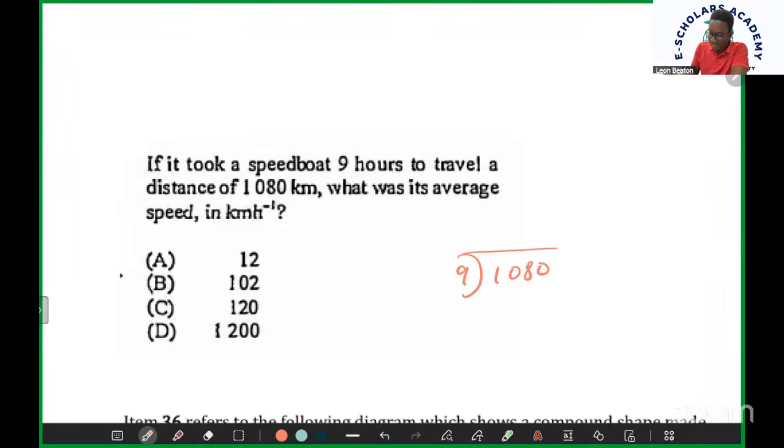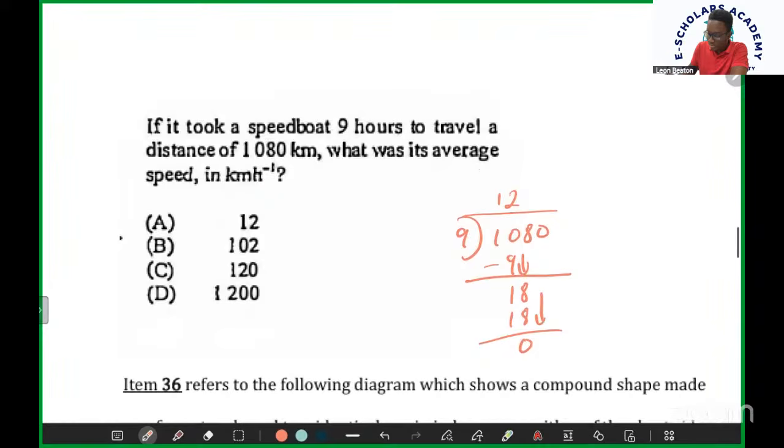1,080 divided by 9. 9 can go into 1? No. 9 can go into 10 one time. 9 ones are 9. So you subtract this, you have 1, you bring down the 8. So 9 can go into 18 two times. 9 times 2 is 18. And you bring down the 0. 9 can go into 0 zero times. So 9 times 0 is 0. So the answer is 120.